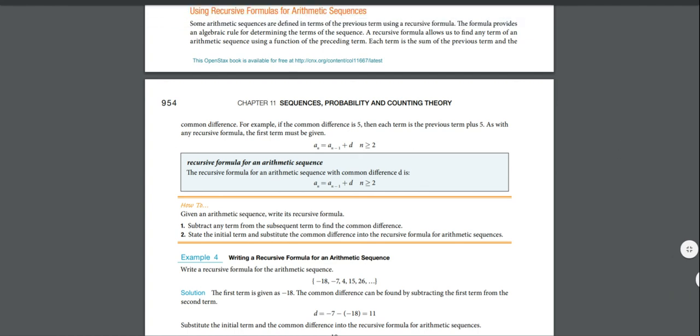Hi guys, so welcome back to 11.2. This is talking about recursive formulas for arithmetic sequences.